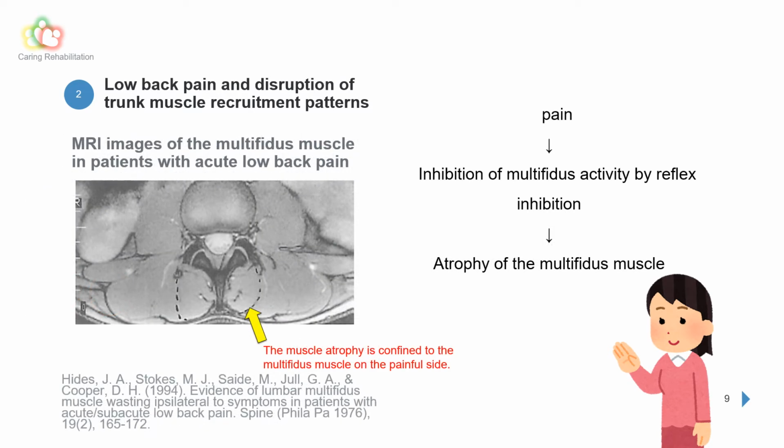Hides et al. stated that atrophy of the multifidus muscle occurred rapidly and was localized to the painful side, suggesting that this was not due to disuse atrophy but to reflex inhibition. Reflex inhibition interferes with voluntary muscle activity, resulting in muscle weakness and atrophy. This can lead to further joint damage.